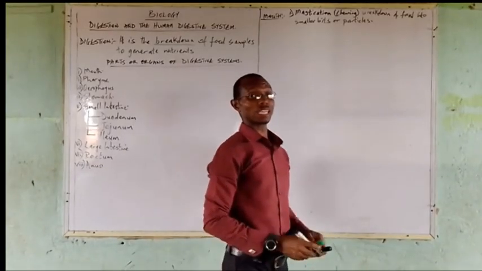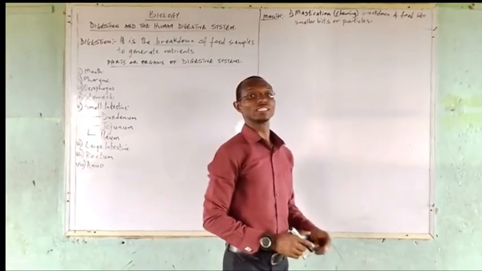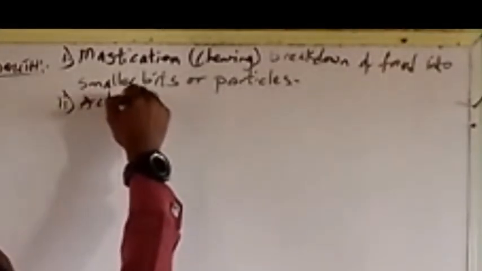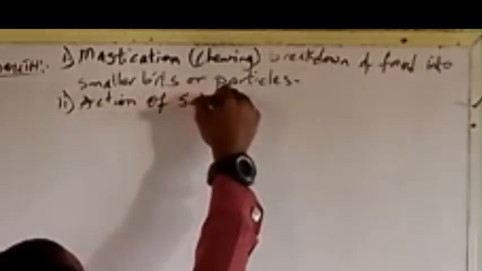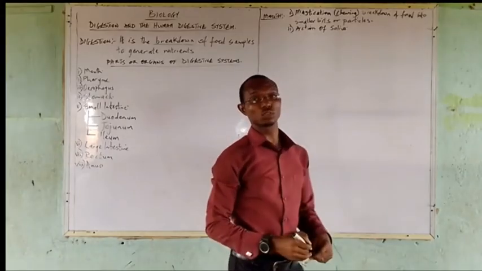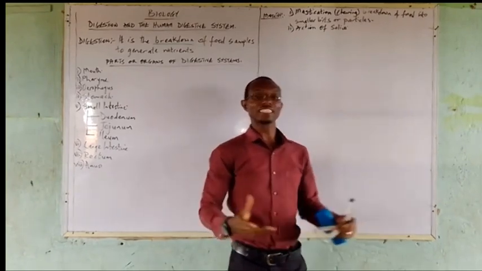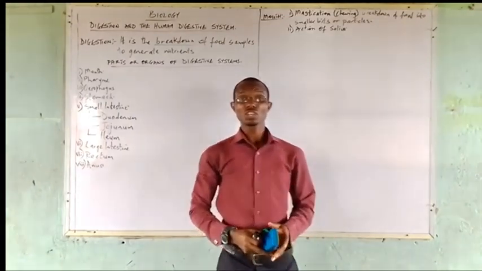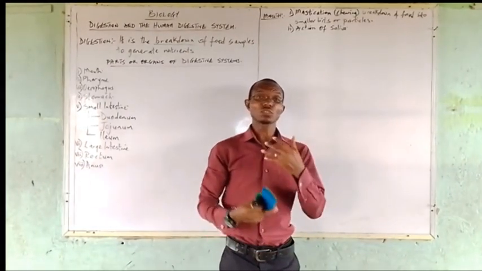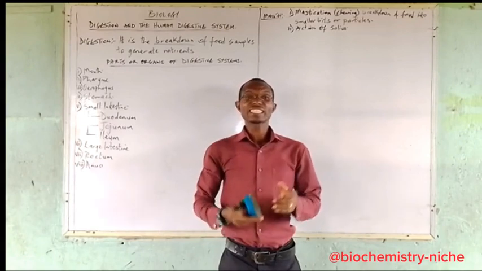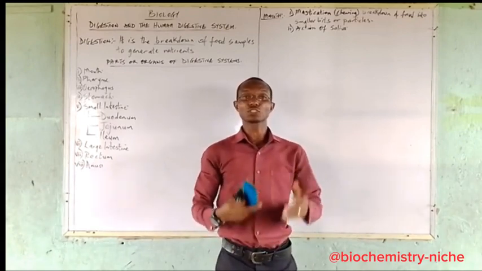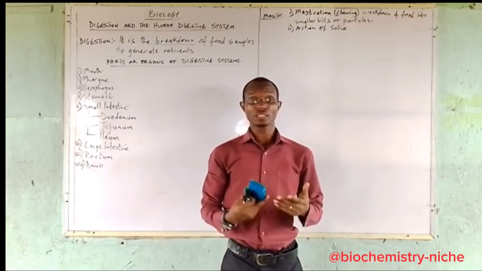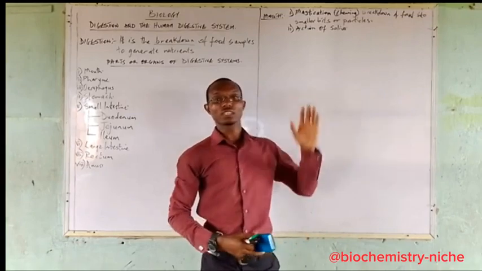Now, after that has been done, we have the second thing, which is the action of saliva. Now, what does the saliva do? The saliva is alkaline in nature. It has an alkaline pH. It is a liquid substance that is found in the mouth. It is secreted from the salivary gland, and its function is majorly to moisten the food in the mouth to aid easier swallowing. That is basically what the saliva does.